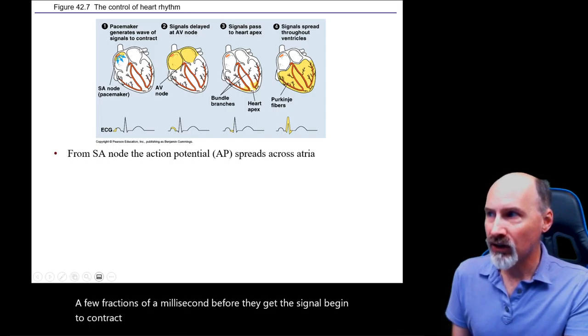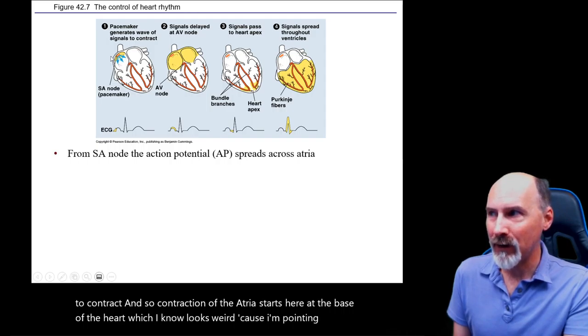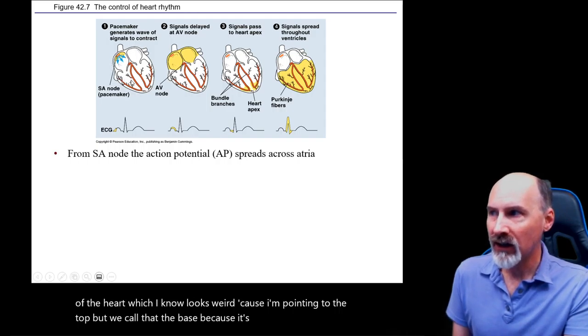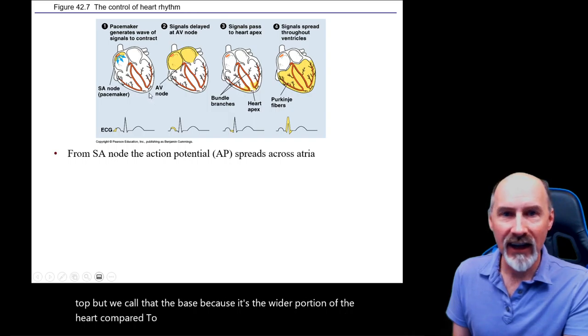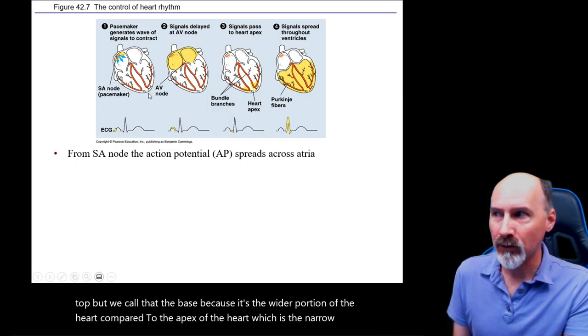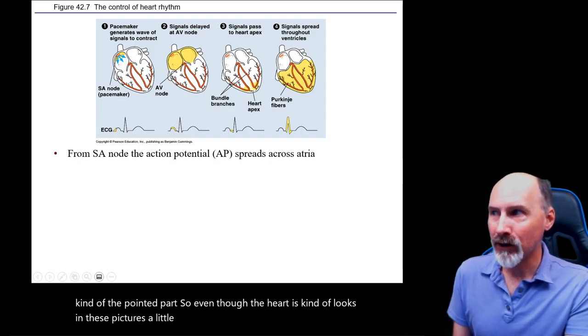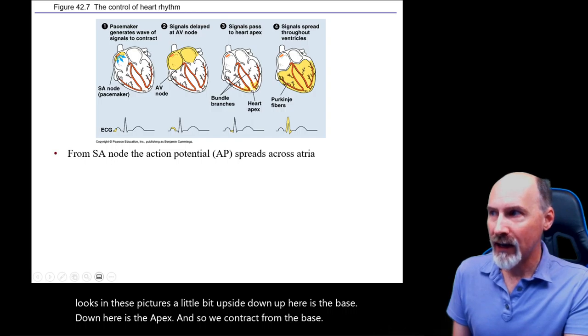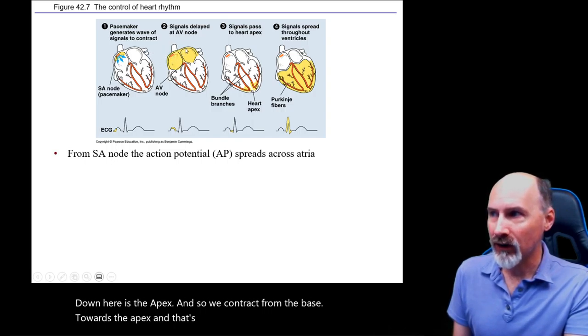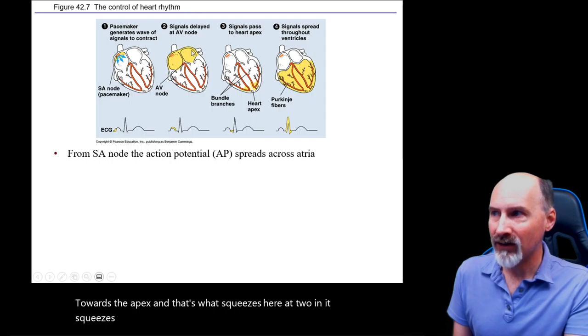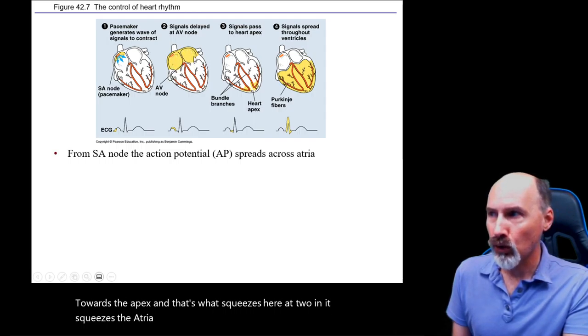And so contraction of the atria starts right here at the base of the heart, which I know looks weird because I'm pointing to the top, but we call that the base because it's the wider portion of the heart compared to the apex of the heart, which is the narrow, the pointed part. So even though the heart looks in these pictures a little bit upside down, up here is the base, down here is the apex. And so we contract from the base towards the apex, and that's what squeezes here at 2, and it squeezes the atria so that the last little bits of blood can be forced down into the ventricles.